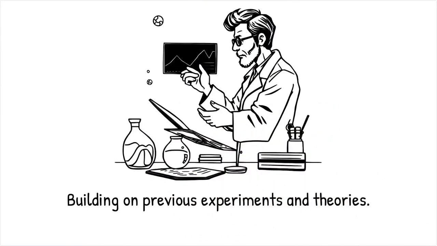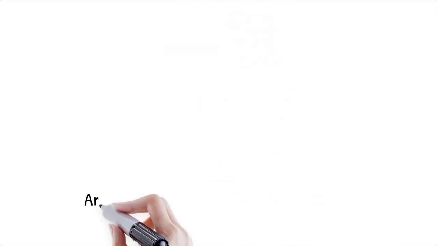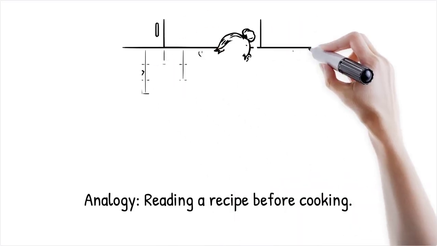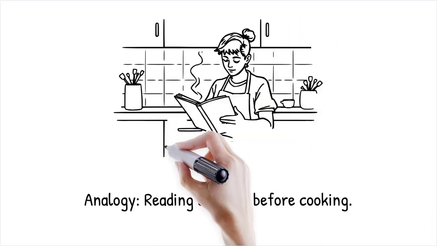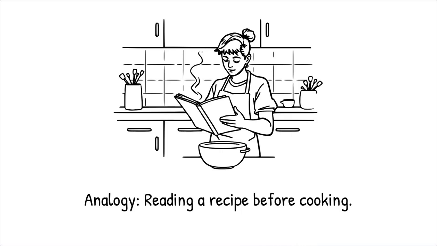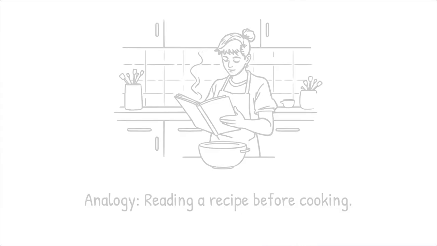Before testing the effect of a new fertilizer, a scientist reviews previous studies on soil composition and plant growth. It's like reading a recipe before trying to cook a new dish. You need to know what ingredients and techniques have worked before you can make your own improvements.